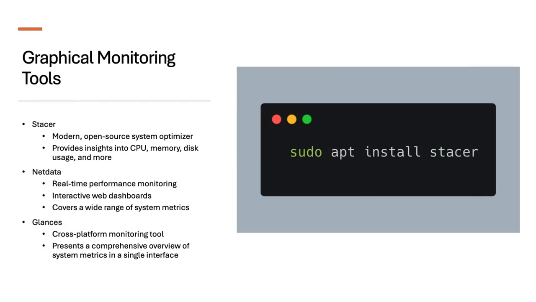For graphical system monitoring, consider tools like Stacer, NetData, and Glances. Stacer optimizes and monitors system performance. NetData offers real-time monitoring with web dashboards. Glances provides a comprehensive overview of system metrics.